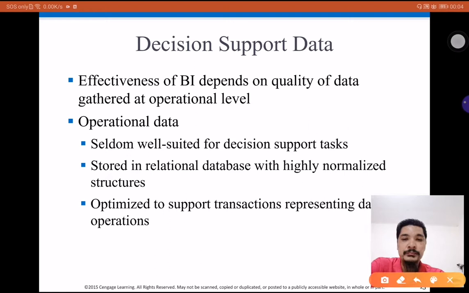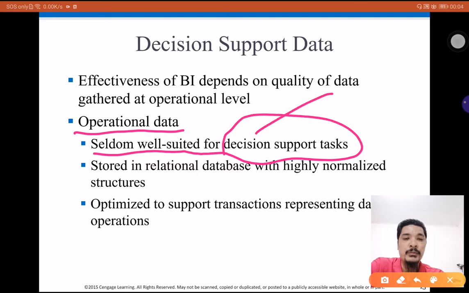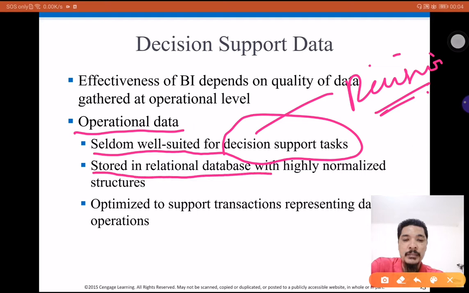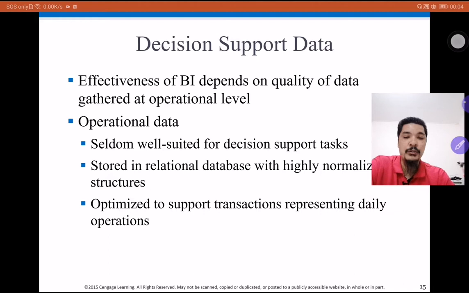The next one. Operational data is seldom well suited for decision support tasks. Still, the keyword here is decision, like I mentioned earlier in the slides. The keyword for this chapter is decision. And number two here, stored in relational databases with highly normalized structures. We talked about normalization and so on. I don't want to explain further. The third one, optimized to support transactions representing daily operations.